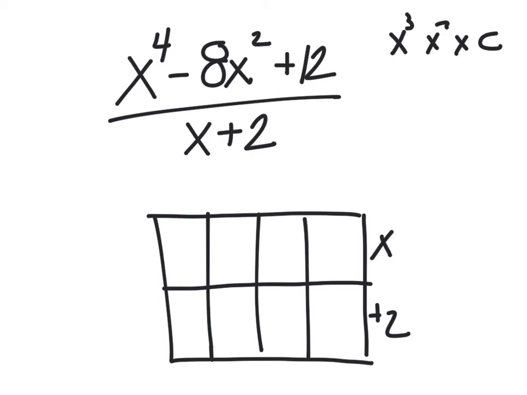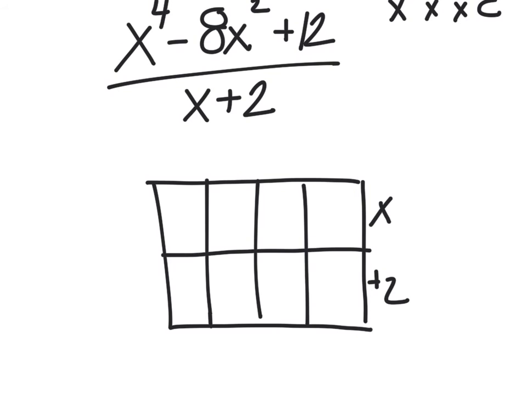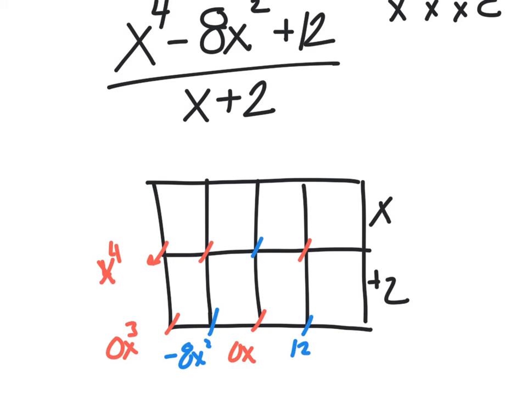All right, and then I'm going to carefully put my answers in. So this one's going to be x to the fourth. Now be careful on this one. Don't put negative 8x squared next. Remember, you have 0x cubes. Then I'm going to have a negative 8x squared. And be careful on this one too. I have 0 x's and then a positive 12 at the end.